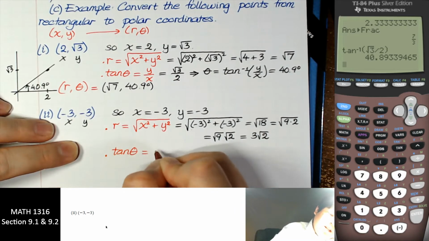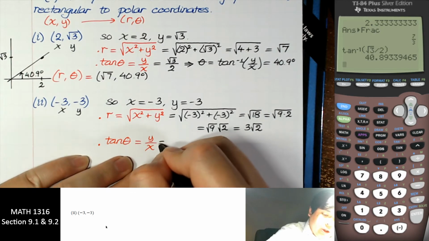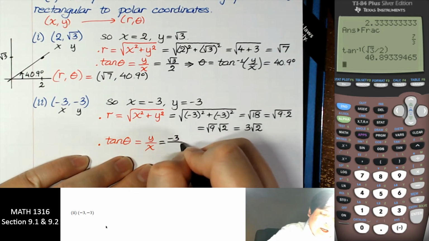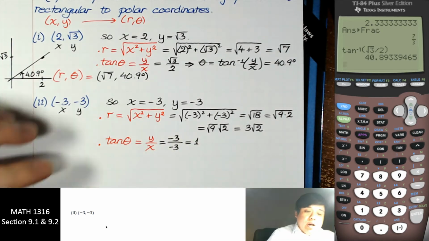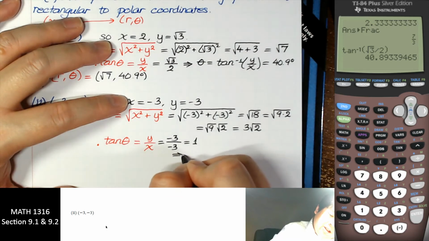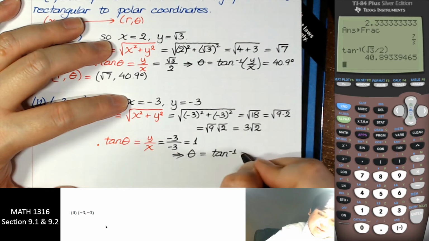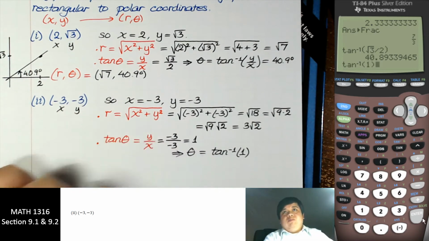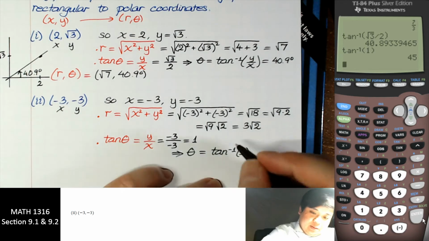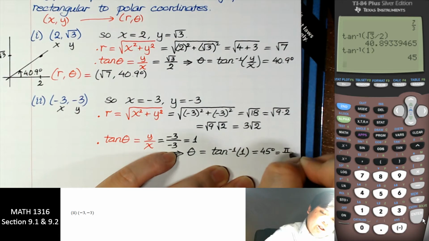Next we have tangent is equal to y over x. Y is -3 and x is -3, which gives 1. Now to get back to the angle, just take tangent inverse of 1. We have 45 degrees. If we want to, pi over 4.